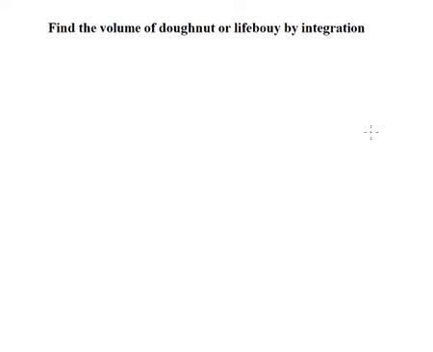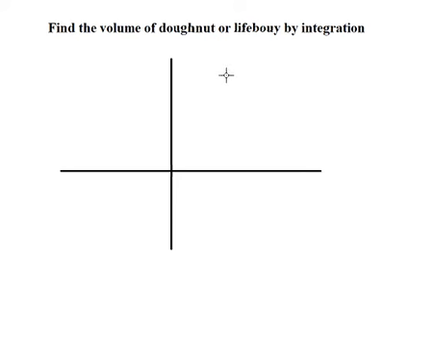The topic today is that we want to find the volume of a donut or lifeboat. Now I want to show you how to answer. We know that the cross section of the donut and the lifeboat is a circle. Now let's say I will put this into the XY plane.